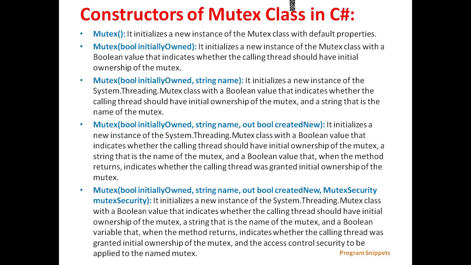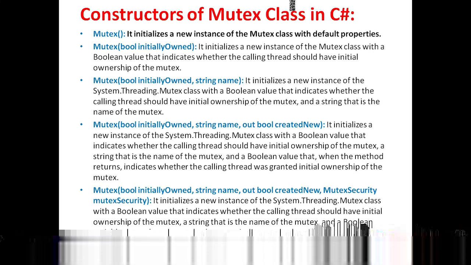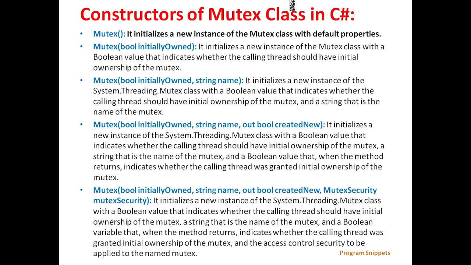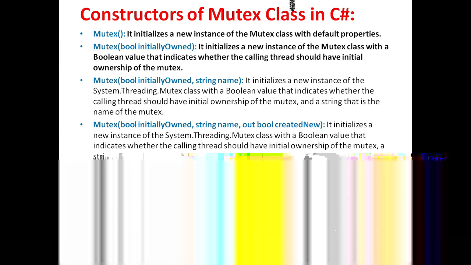Constructors of the mutex class are: Mutex, which initializes a new instance of the Mutex class with default properties. Mutex with parameter initiallyOwned initializes a new instance of the Mutex class with a boolean value that indicates whether the calling thread should have initial ownership of the mutex.